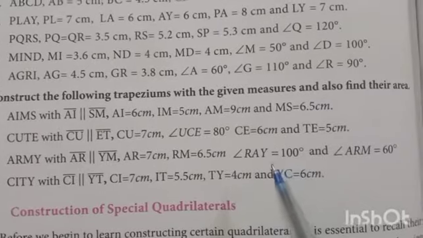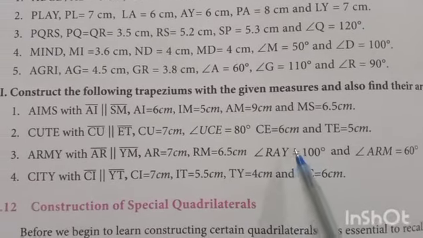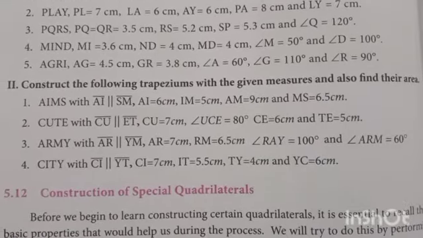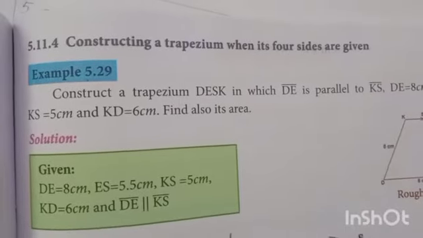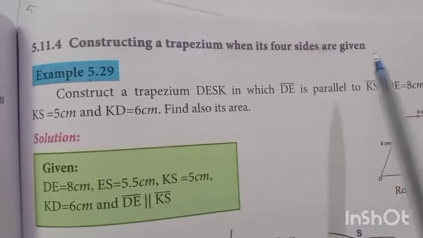Okay, you have to follow that, refer with that example, then you have to complete it. Then we will move to the next method: constructing a trapezium when its four sides are given.